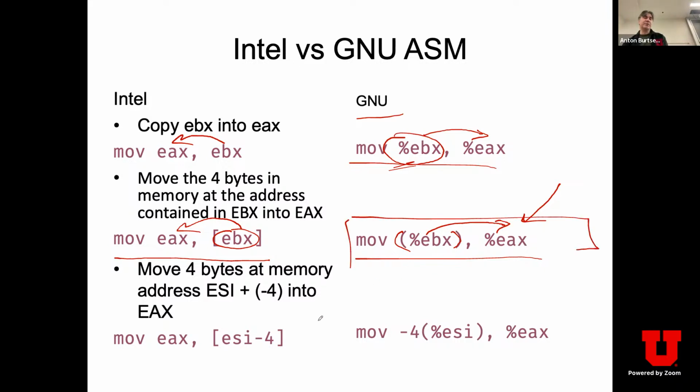Just don't get confused. As a final example, if you have something like -4(%esi), this is where AT&T really kicks in and blows your mind, because who would write it this way, right? Minus 4 brace, wow, really? But this is what they did, right?